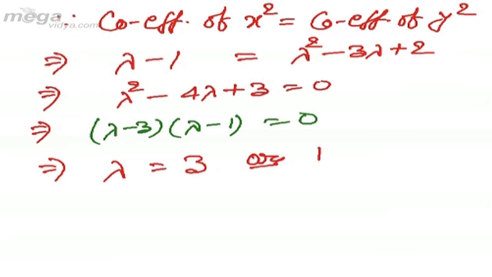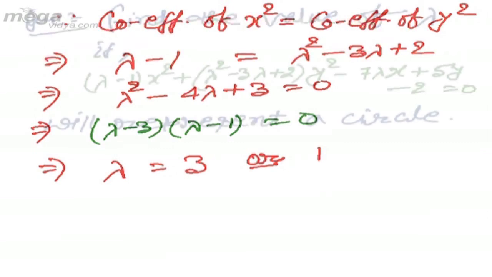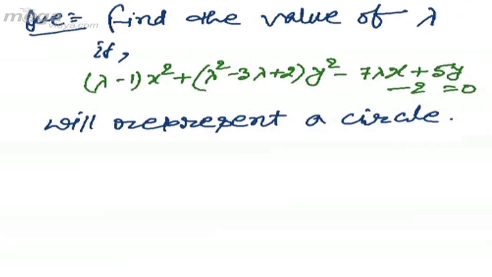But which will we consider? Both or any one? Again we will see the question. See here, you are getting two values, lambda equal to 1 and lambda equal to 3. If you put lambda equal to 1 in the given equation, what will you get? The coefficient of x square is 0. Again you will get here the coefficient of y square is also 0.